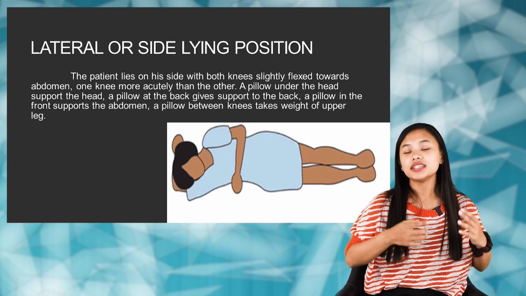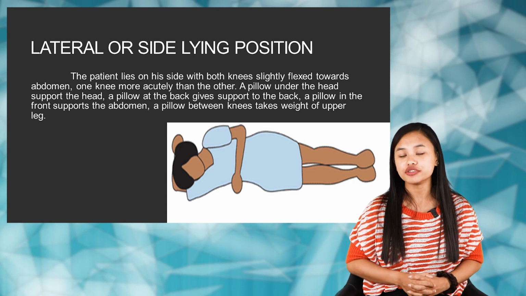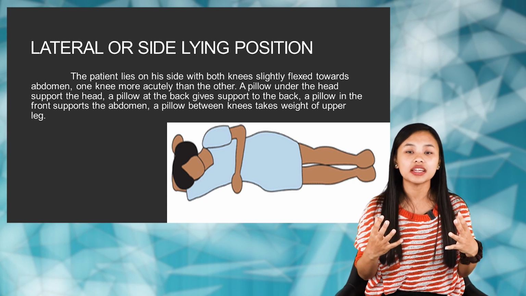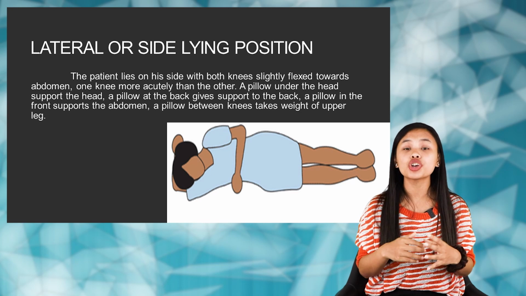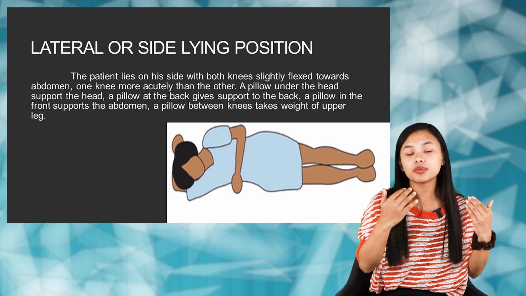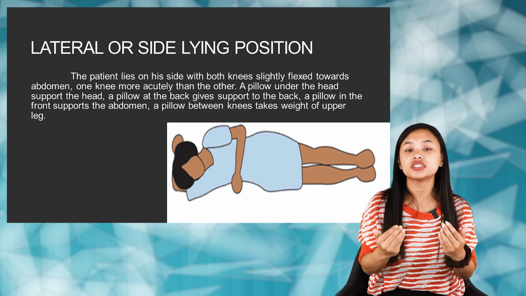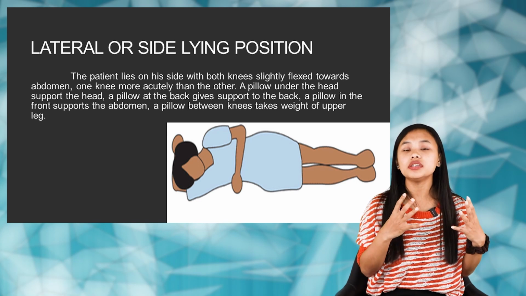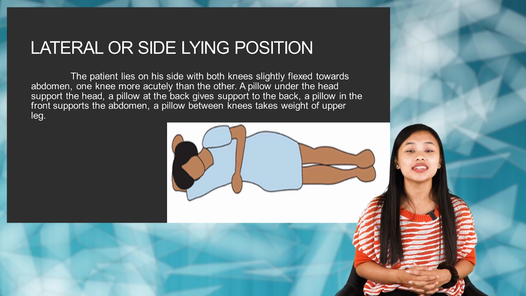And the next is the lateral or the side lying position. So from here, you can understand that this is a position in which we will be asking the client to lie on his side with both the knees flexed towards the abdomen. And here one knee will be flexed more acutely than the other.